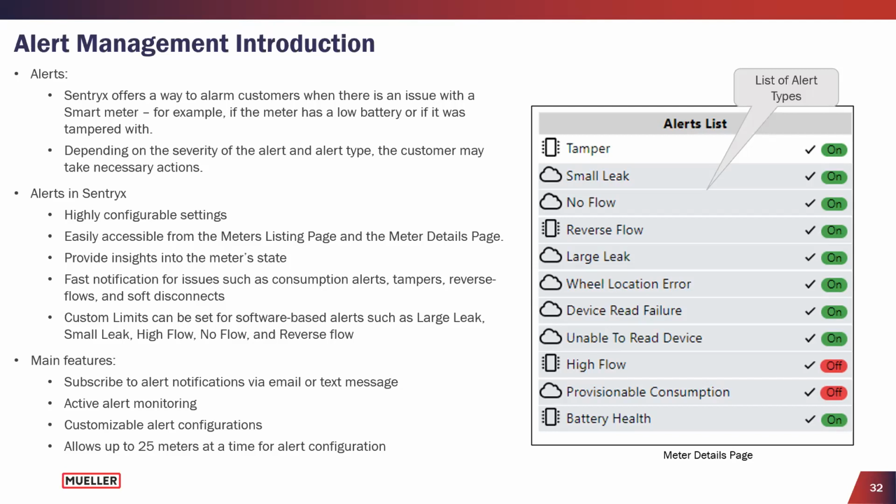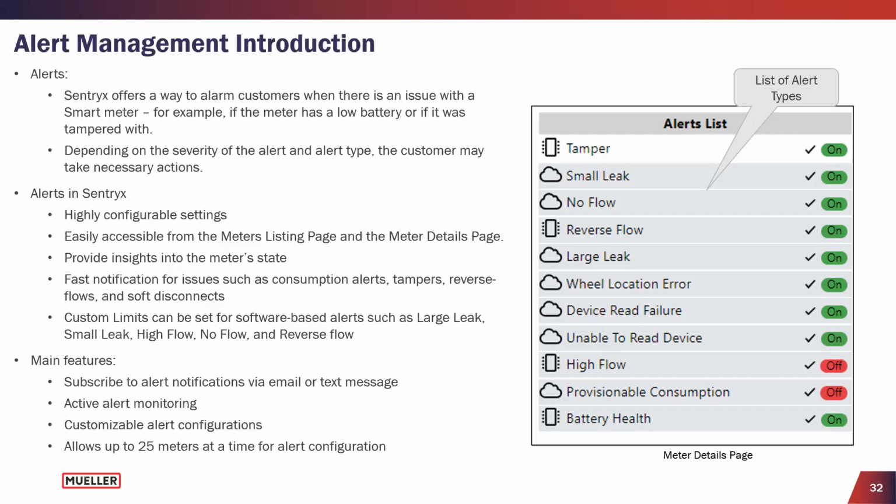In Sentryx, we have multiple alerts, as I've detailed before, and they're very highly configurable. So you can go in and change the thresholds of that alert and the different behavior. You can customize the behavior of it. It's very easy to access, and we have it in multiple locations, and I'll go over each one in a moment. And these alerts provide insights into the meter state, status, and the meter's health status, and it gives you a proactive approach to monitoring and managing your meters.